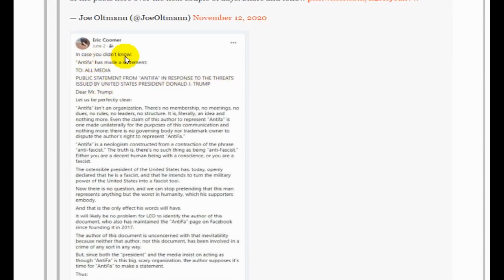In case you didn't know, Antifa has made a statement. To all media, public statement from Antifa in response to threats issued by United States President Donald J. Trump. Dear Mr. Trump, let's be perfectly clear. Antifa isn't an organization. There are no memberships, no meetings, no dues, no rules, no leaders, no structure. It is literally an idea and nothing more. Even the claim of its author to represent Antifa is one made unilaterally for the purpose of this communication and nothing more.